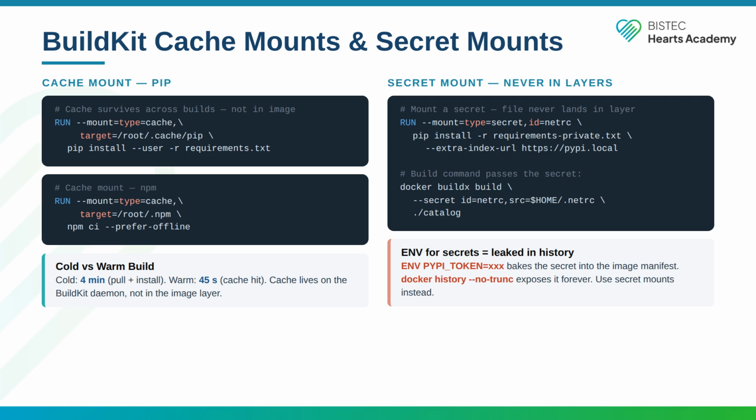Secret mounts solve a different problem. Credentials that must be available during a run instruction, but must never appear in the final image or its history. Setting an env variable or an arg for a secret ends up in Docker history. Secret mounts provide the credential as a temporary in-memory file that exists only for the duration of that one run instruction and is not stored in any layer. Secret mounts require docker build with the secret flag at build time.